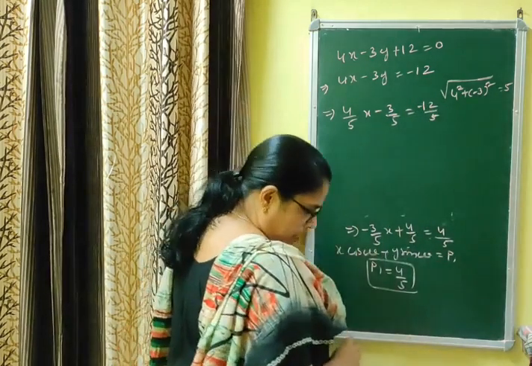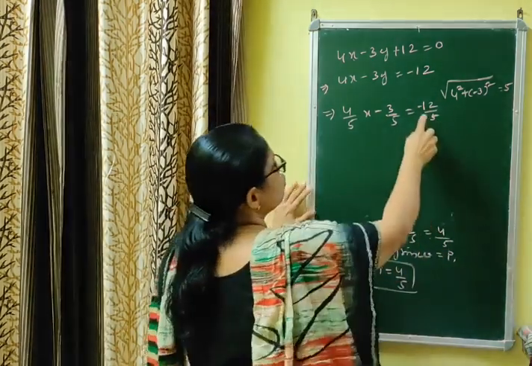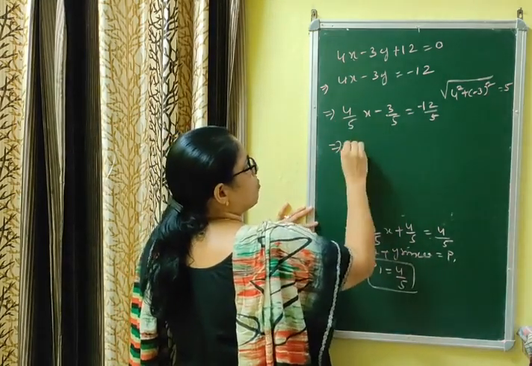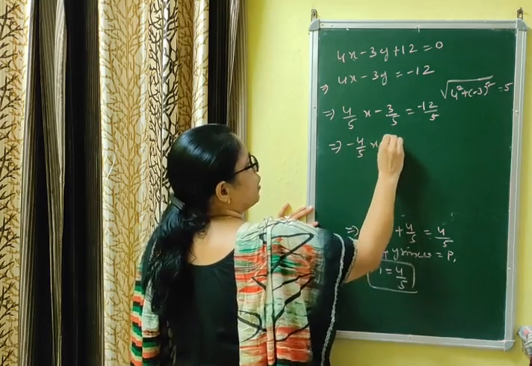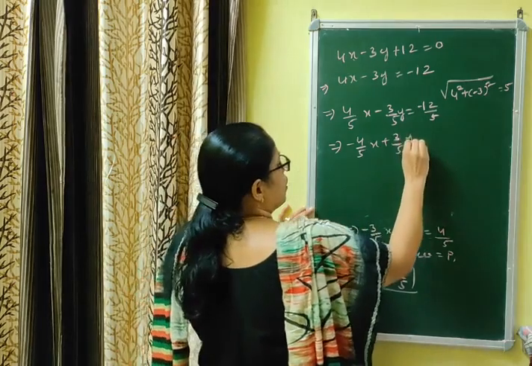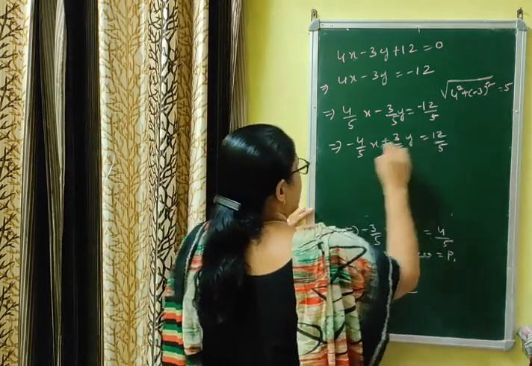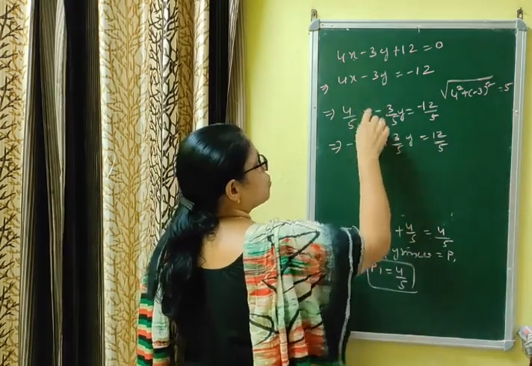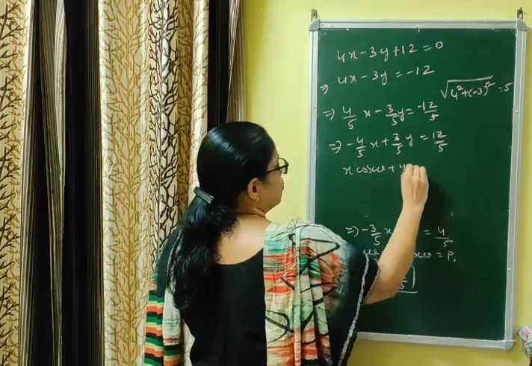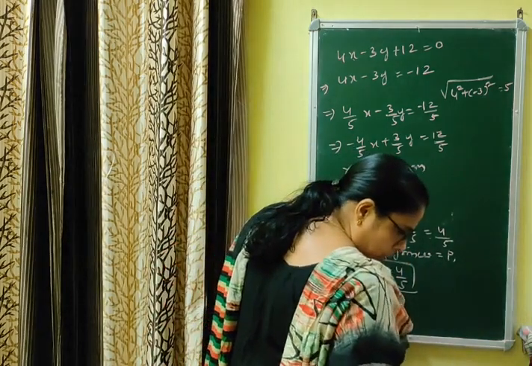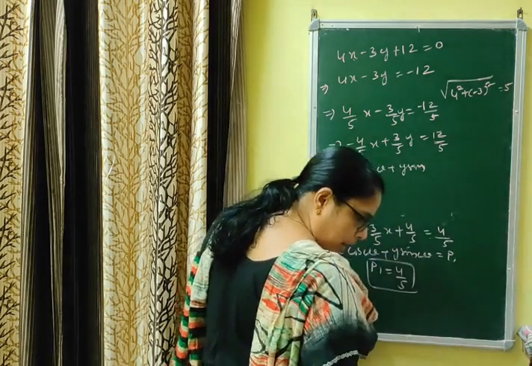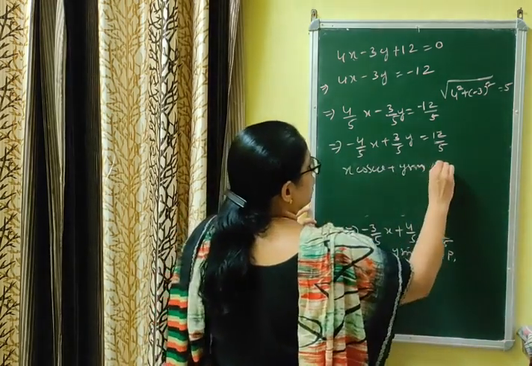Now again, as in the previous case, you have to convert this into positive because this shows distance, so you have to multiply the whole equation by minus sign. Minus 4 by 5x plus 3 by 5y is equal to 12 by 5. Again we have converted the second equation also into the normal form, that is of the form x cos omega plus y sin omega equal to p.